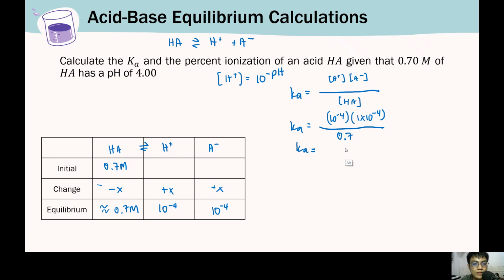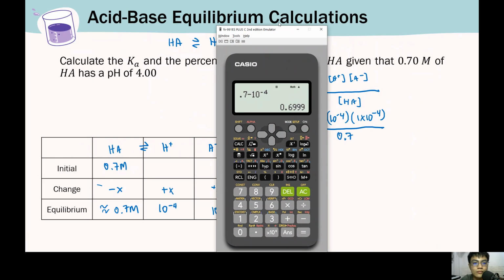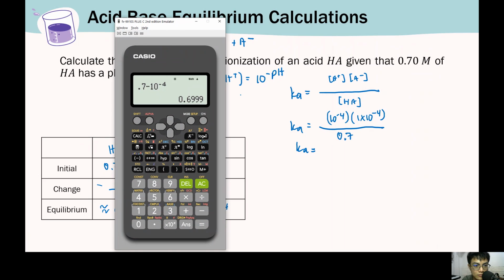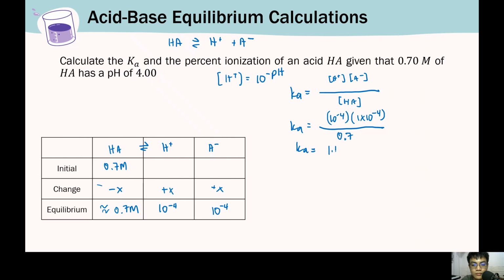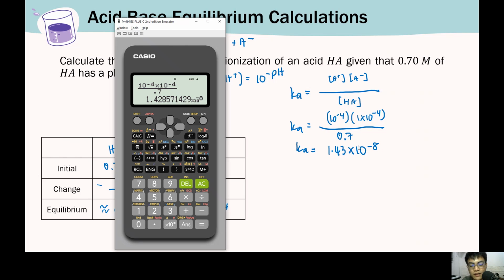Okay. Let's put this in our calculator. So it's 10 raised to negative 4 times 10 raised to negative 4, and then the concentration of acid, 0.7. So this is the Ka. Okay. So 1.43 times 10 raised to negative 8. So that's the Ka value.